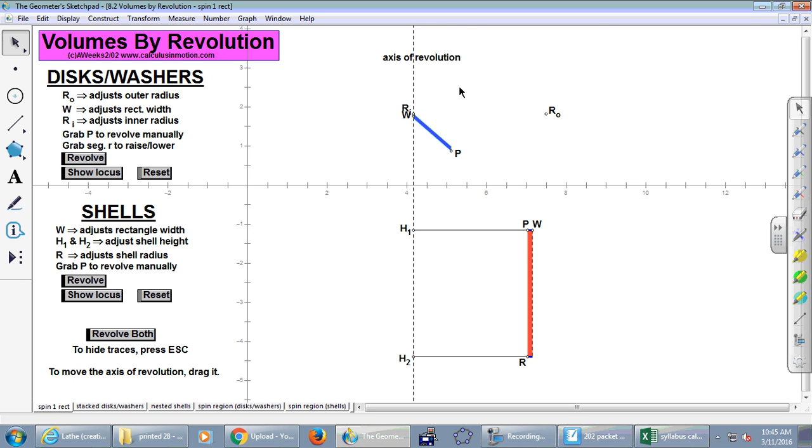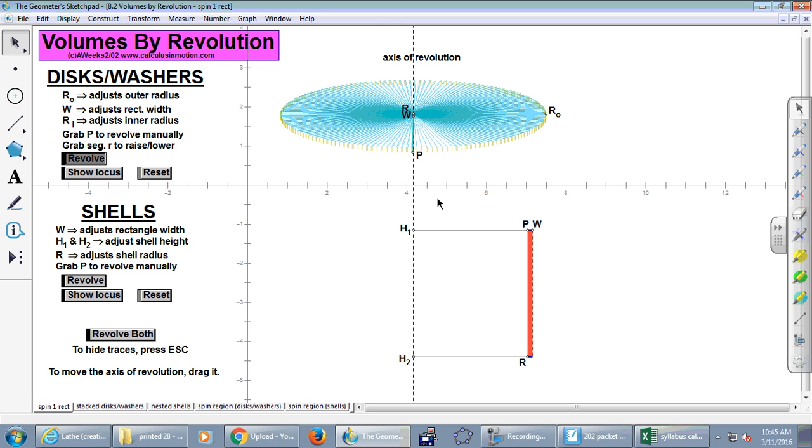Yeah, cross section is good. So watch this line right here. It's going to spin around this point, which is tethered to the axis of revolution. Where is it? Revolve. There we go. And so that dark blue thing is just one of our rectangles. And we're just spinning it around, and we get this circle with a little bit of thickness, which we're going to call a disk. Okay?